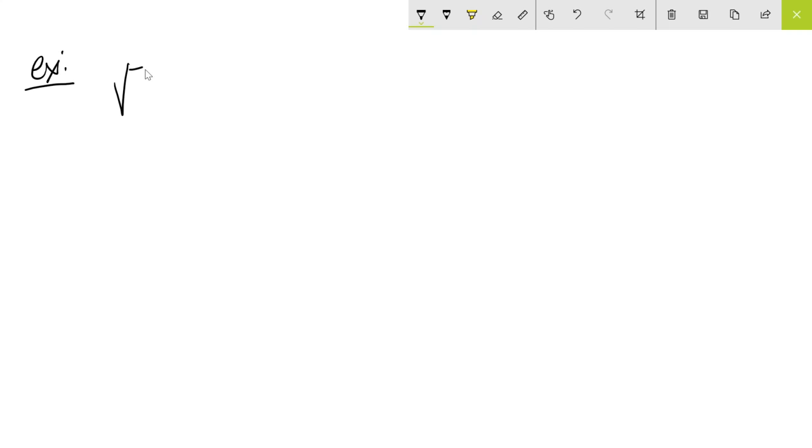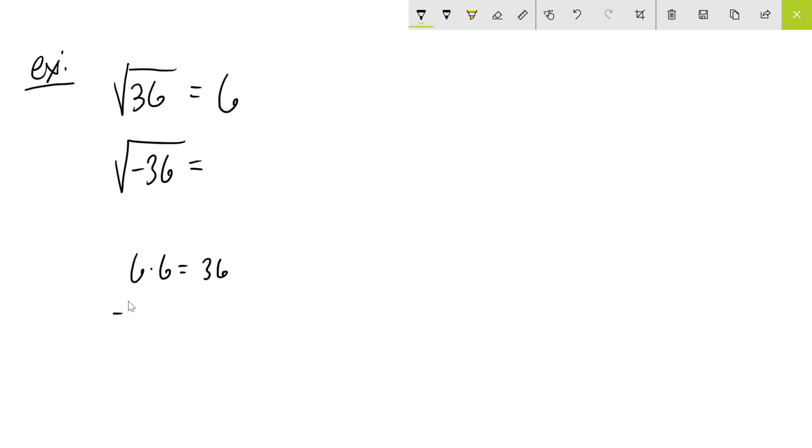So the square root of 36 we decided is 6. What's the square root of negative 36? 6? Well, you think. So 6 times 6 is 36. So it can't be 6 because 6 times 6 is positive 36. So it'd be -6. What about negative 6 times negative 6? Yeah, that you've got a problem.